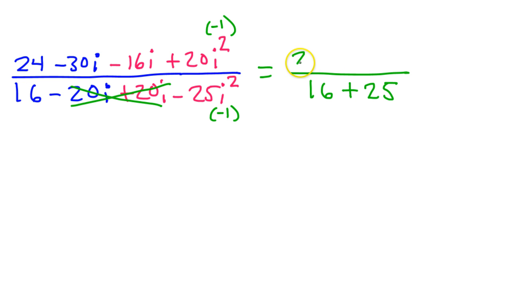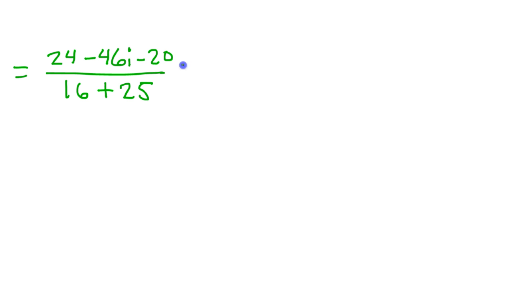Over here I've got my 24. Let's see, negative 30i and negative 16i together make negative 46i. 20 times negative 1 is negative 20. Okay, so in the denominator, I'm going to have 41. Now 24 minus 20 is 4, so I'm going to have 4 combining these, and that just leaves my negative 46i.